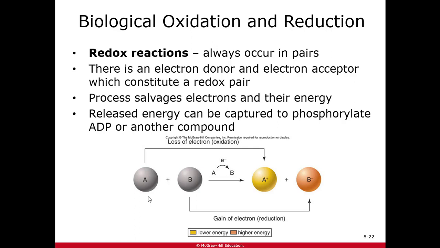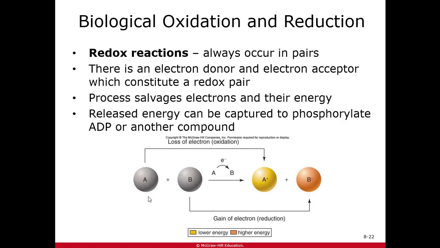Now, when you have the breaking of a bond and you release energy, you release an electron. Electrons don't like to just hang out, floating around anywhere. They're unstable. So they usually, right away, as they get released, go somewhere else and bind to something else.